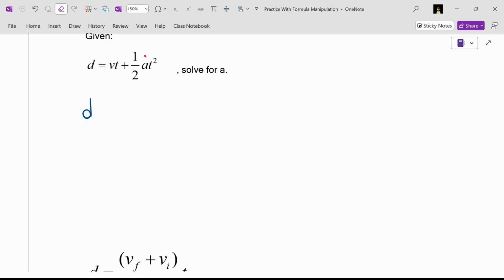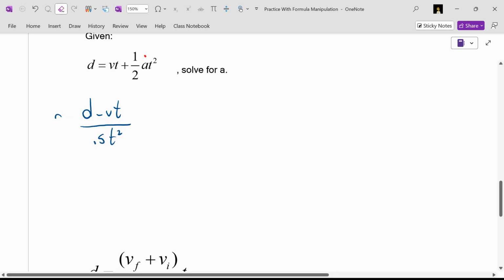How will I move the VT? So how will I move them over? That's what I would do next. Now, what two things are touching the A? A 0.5 and a t squared. Are there any signs between them? That means we're multiplying, so how do I move them over? 0.5 and the t squared.